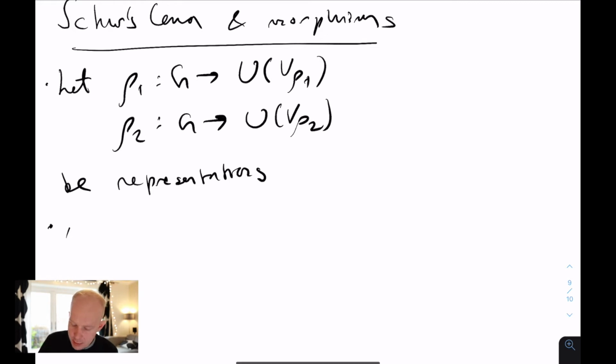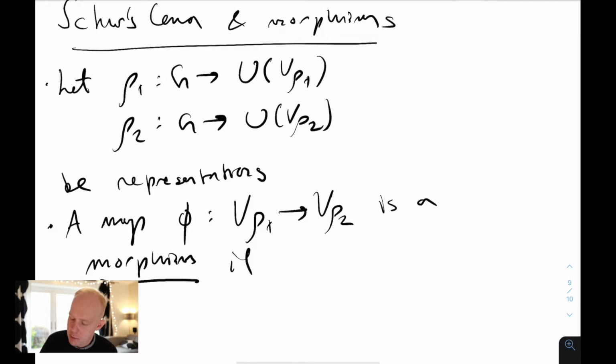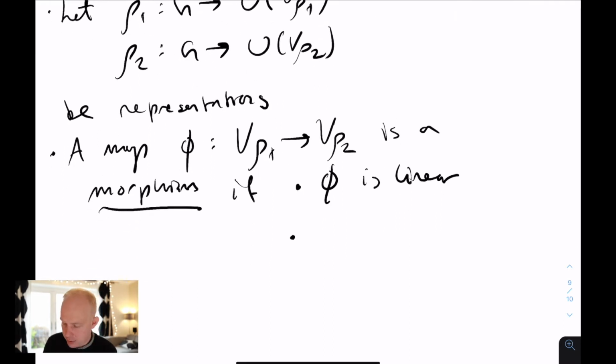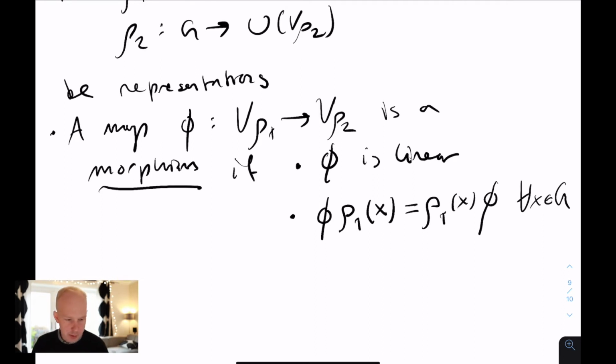And then we say that a map phi from V rho 1 to V rho 2 is a morphism if, first of all, phi is linear, and second of all, it conjugates with the action of the representation in the following way: if you have this phi, it's a linear map, so once you multiply these two matrices as a mapping, you get the same as rho 1 of x, and you get phi, for any x in G. So that's the notion of a morphism.